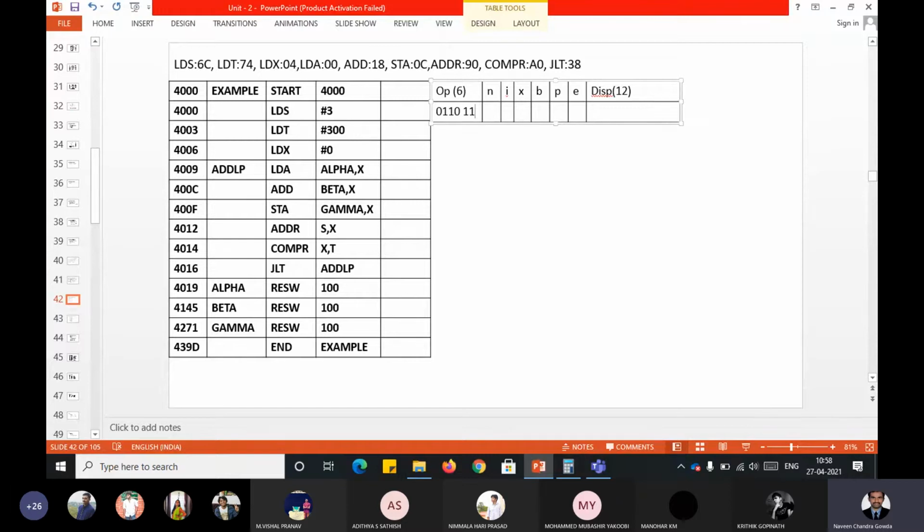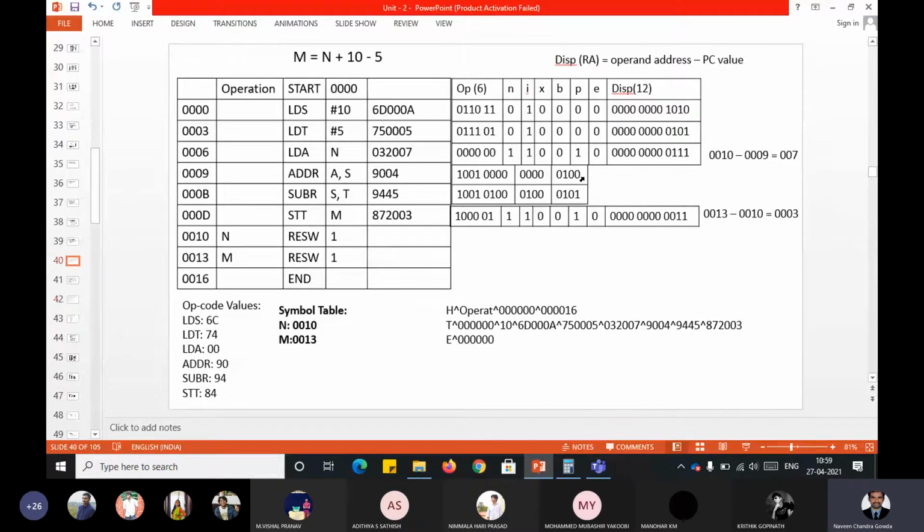Again, it is #3. Which addressing mode is this, my dear students? Immediate addressing. Definitely it is immediate, for which n will be 0 and i will be 1, and it is not making use of any X register, whereas it is format 3, so e is 0. Now finally coming to the displacement. I had given the displacement formula in the previous class itself: displacement is equal to operand address minus PC value.